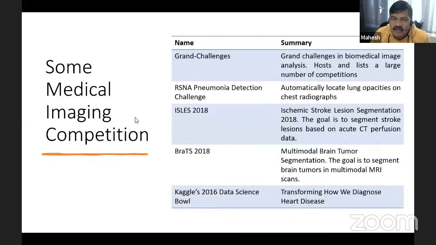Similarly, for medical imaging also there are many challenges like BRATS 2018. So you can participate in such challenges. People are organizing competitions, and they share the database. They ask you to work on our data, produce results, and publish a paper. By that process, we will get a new algorithm. So that's why they encourage people to work in this area.